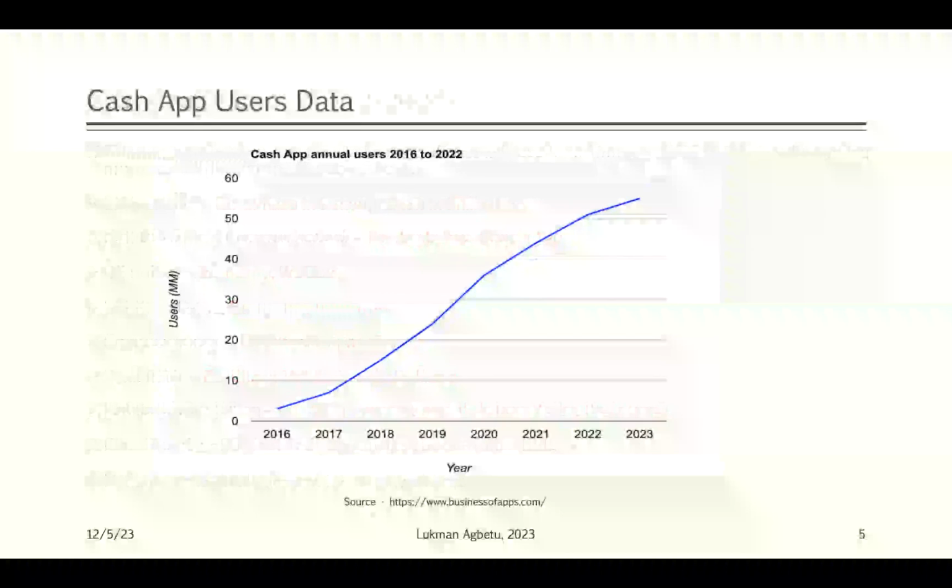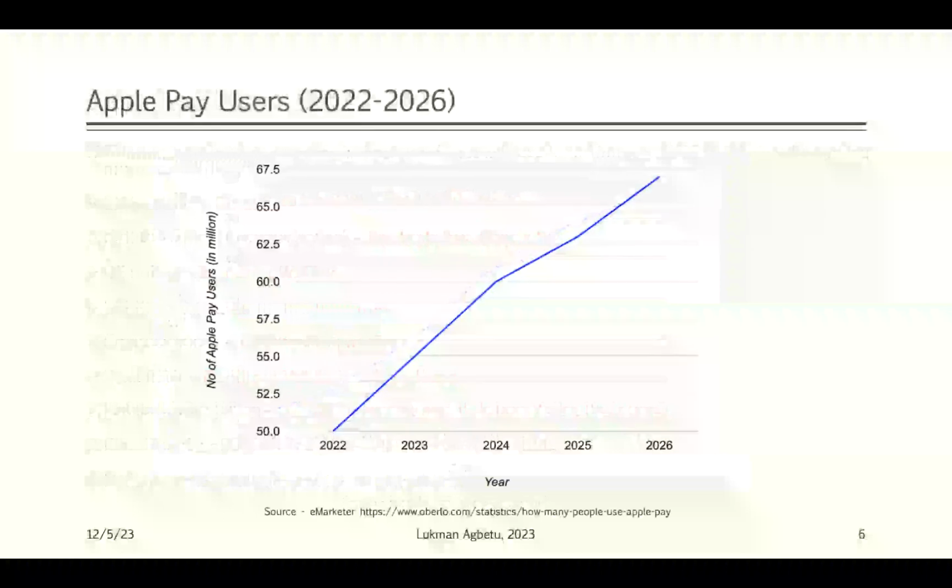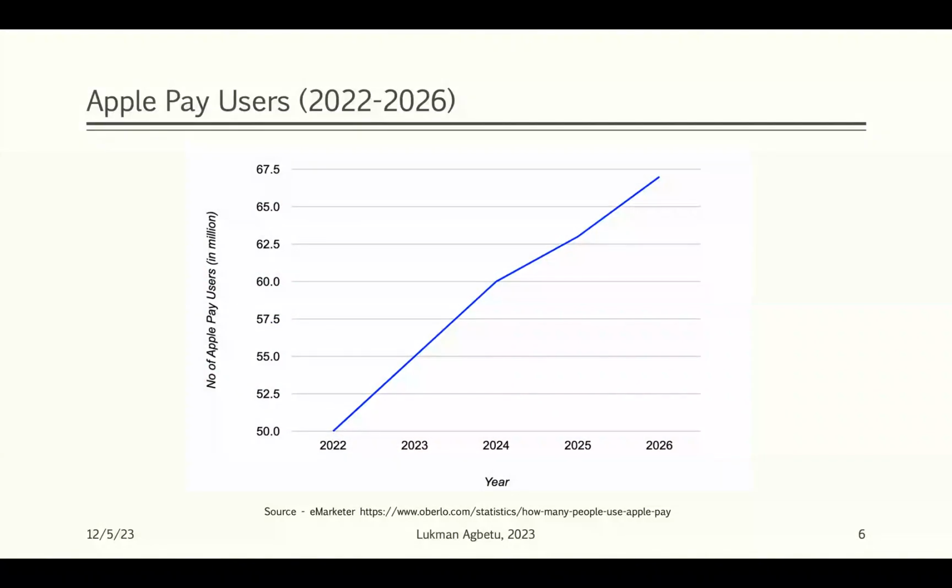So we can also see Apple Pay users. We can see the exponential growth also between 2022 and 2023, and we can also see the estimation. It's been estimated that by 2026, the number of Apple Pay users is going to increase up to 67.5 million people. Understand? So we can see that when it comes to adopting NFC payment and the likes, we can see the exponential growth in the illustration.